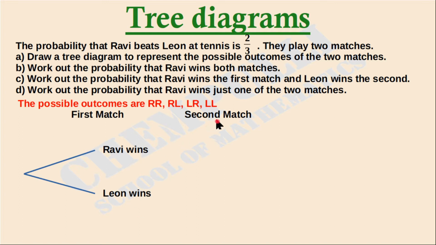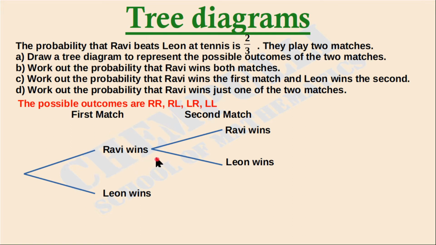Suppose that in the first match Ravi won. Now we are going to start the second match. Who won the first match? Ravi won the first match. Okay, now we are going to play the second match. In the second match case also there are 2 possibilities, that is Ravi wins or Leon wins.